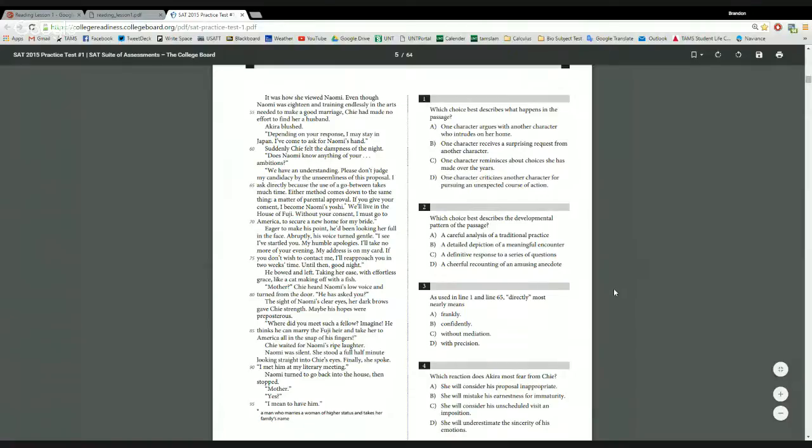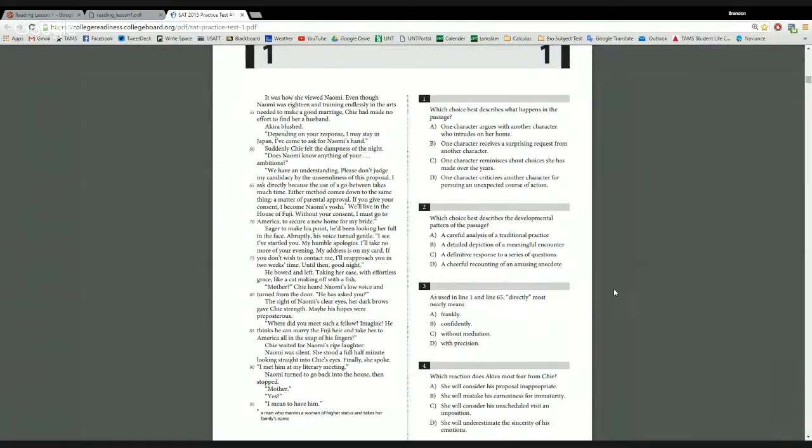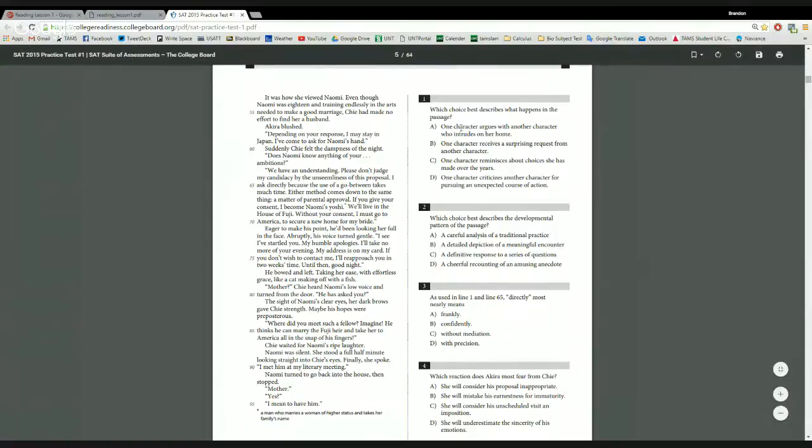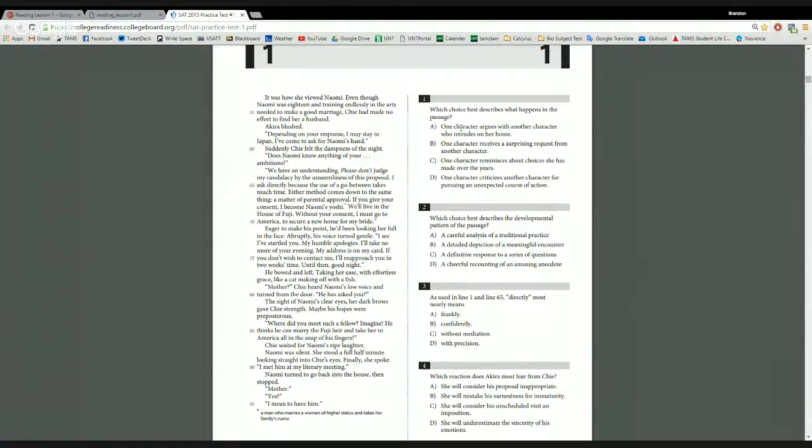Okay, so now we go to main idea questions. Which choice best describes what happened in the passage? Having read the passage, let's look through each choice. One character argues with another character that intrudes on her home. No one's intruding on someone's home, that's a little harsh and not the case here, so that's wrong. One character receives a surprising request. That's pretty open. Nothing's wrong in this sentence.